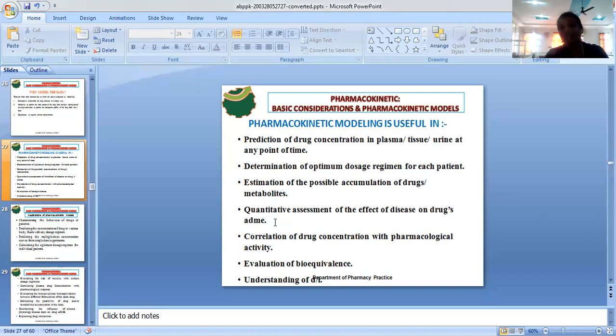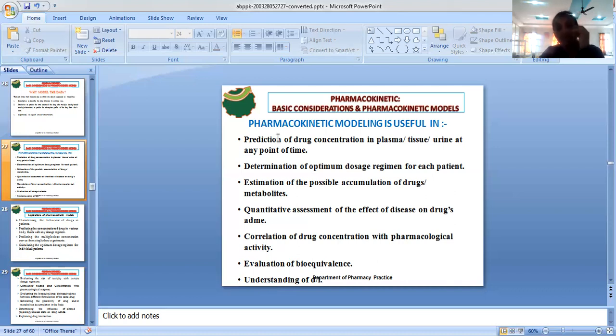And apart from that, you can also develop a correlation between the drug concentration and the pharmacological activity. Here you are predicting the drug concentration. With respect to the drug concentration at a particular point of time, what type of pharmacological activity can be achieved can also be estimated by using the pharmacokinetic models. And these models can also be useful to evaluate bioequivalence, and also useful for understanding drug interactions.